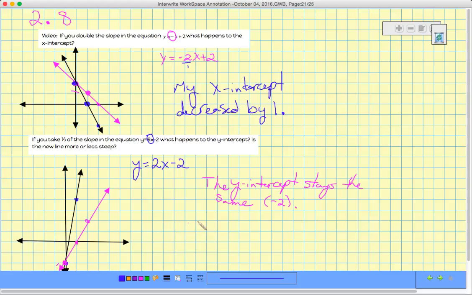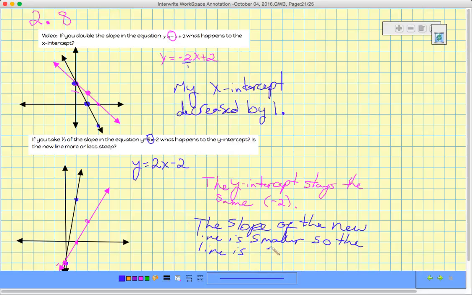All right. The slope of the new line is smaller. So the line is less steep. All right, so we answered both questions.